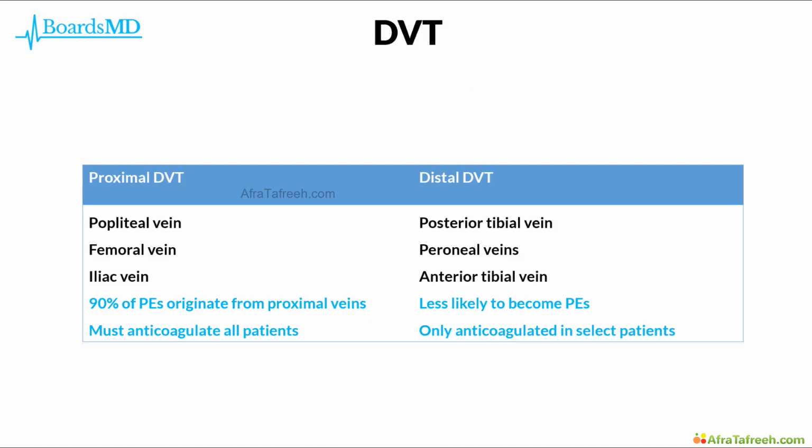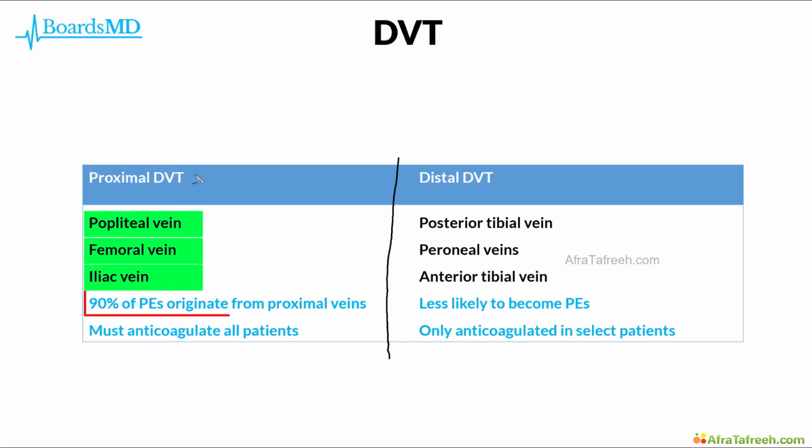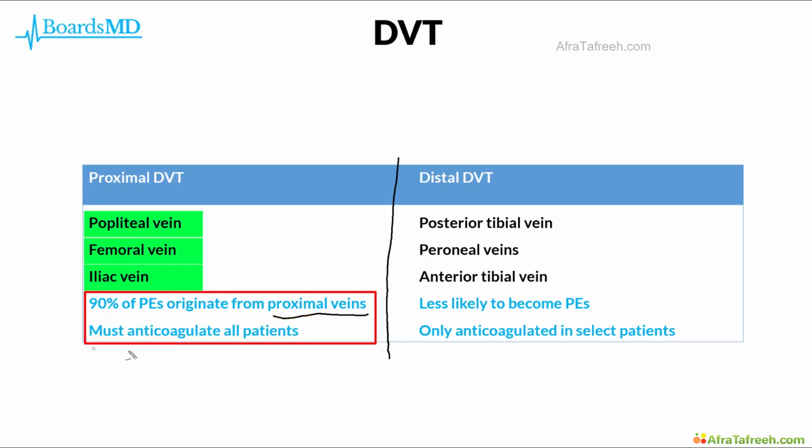Based on this convention, we can divide our DVTs into those that are proximal DVTs and those that are distal DVTs. Our proximal DVTs include those which originate in the popliteal vein, the femoral vein, and the iliac vein, essentially anything that is at the level of the popliteal vein or above. It should be noted that 90% of pulmonary emboli originate from the proximal veins of the leg. And this is why, unless these patients have an absolute contraindication to anticoagulation, we should really be anticoagulating all patients who have these proximal DVTs.